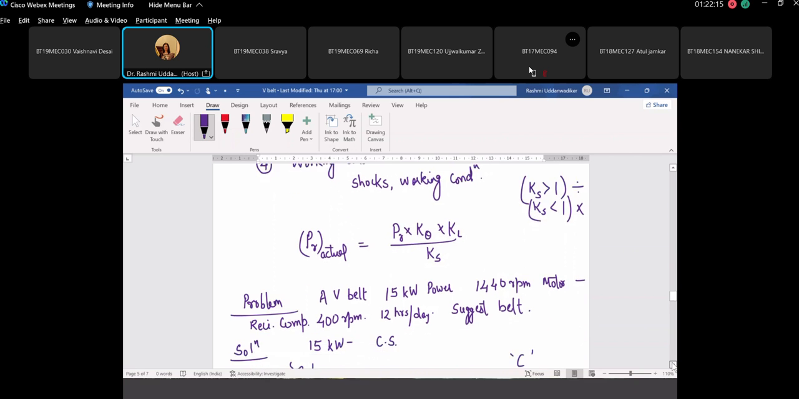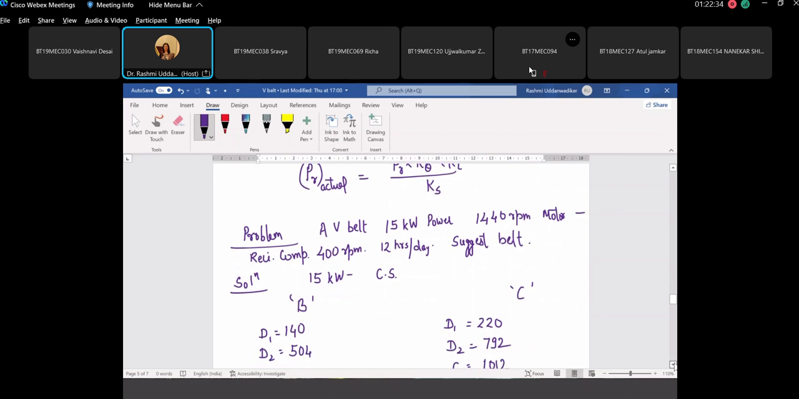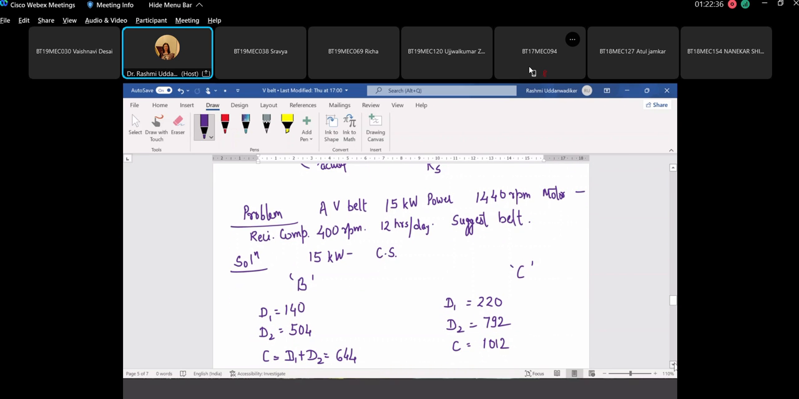Now we are trying to solve the same thing for a problem where we have to transmit 15 kilowatt power from a 1440 RPM motor to a 400 RPM compressor working 12 hours per day. As per the design data book, 15 kilowatt power can be transmitted using both B and C cross sections. We should normally pick a value of power lying between the extreme ranges. So ideally we should pick C, but let's see what happens if we pick B.